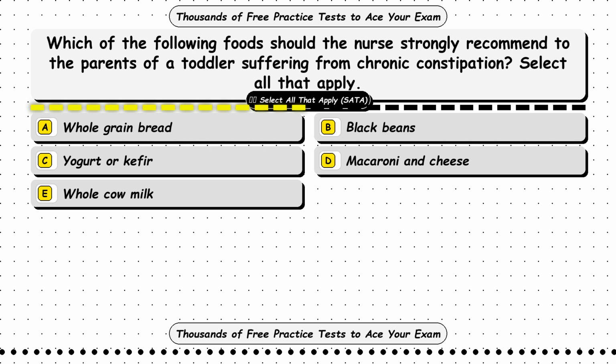Option A. Whole grain bread. Option B. Black beans. Option C. Yogurt or kefir. Option D. Macaroni and cheese. Option E. Whole cow milk.